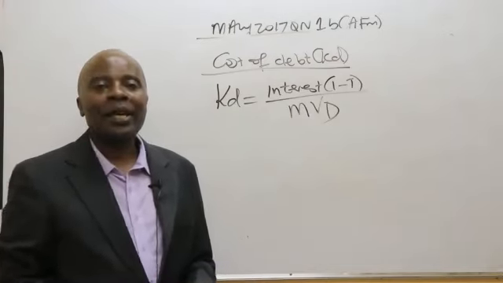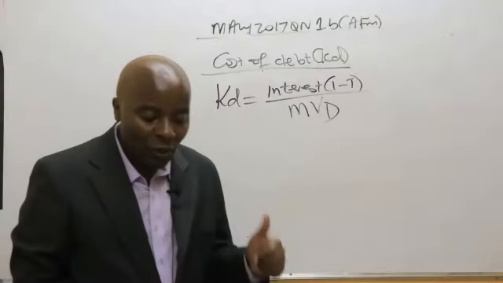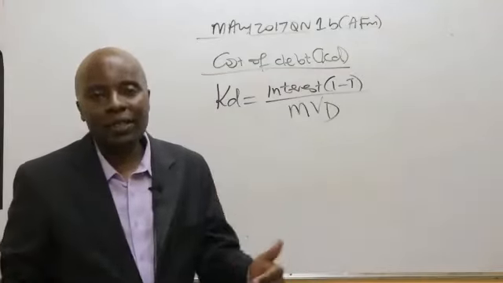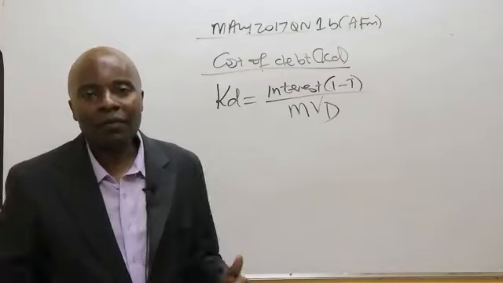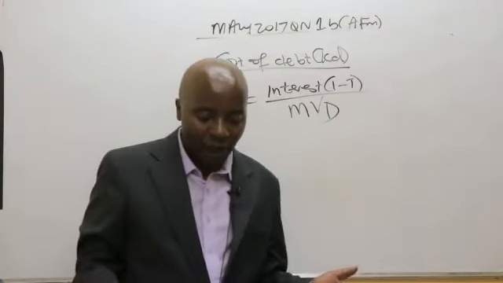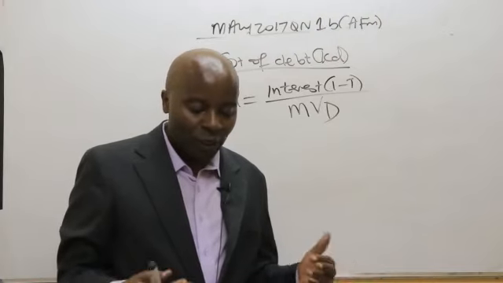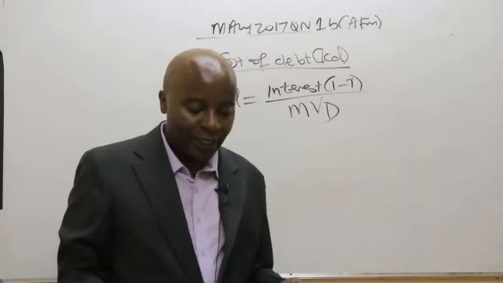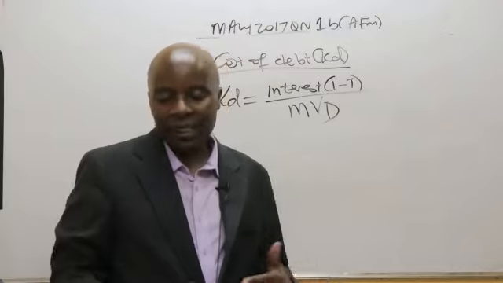Now, ladies and gentlemen, in this particular question of ours, they haven't given us the price, or rather the par value of the bond. They only told us the loan amount is 500,000, and then they gave us 9%.